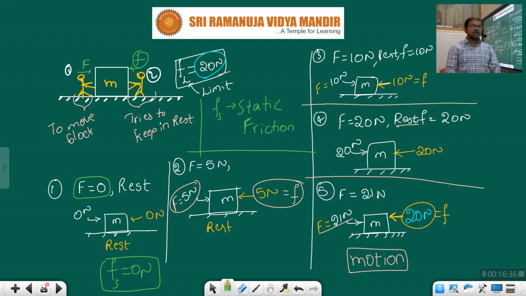If you are not applying any force on the body, static friction also won't act. For static friction to act, force must be applied and the block should be in rest condition. Only in that condition can we expect static friction. Understood, children? See now, I am not applying any force on this panel board, and still it is in rest condition.